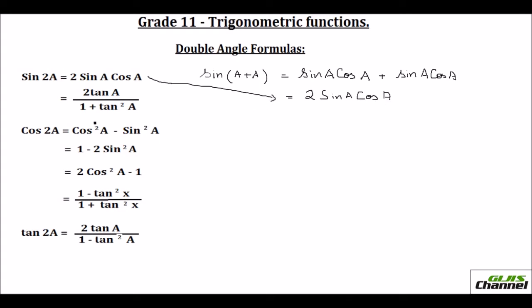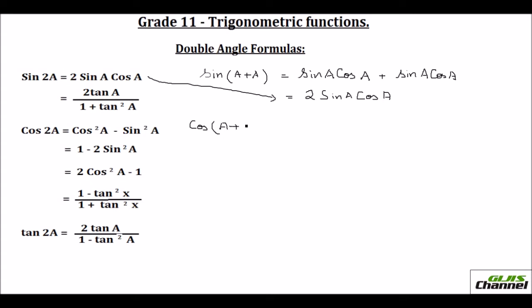Okay, now this sin 2a could be represented in terms of tan also. Okay, so that is 2 tan a over 1 plus tan square a is the formula. Next is cos 2a. We do the same like how we did sin a plus a. Same way you can represent this as cos a plus a.